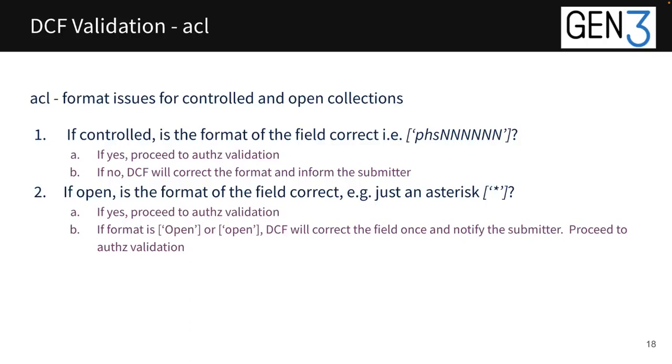If the data are open access, we also validate the field format. It should be square bracket, single quote, asterisk, single quote, square bracket. If this is the correct format, we'll proceed to auth-z validation. If, however, you specified an older format, such as single quote, open, DCF will correct the field once and notify you, and then we will proceed to auth-z validation.